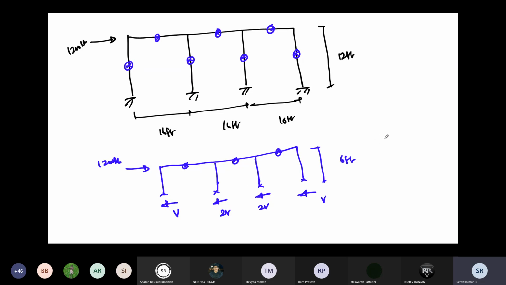Okay, so now I can easily find out what V is. What I have to do is take sigma H equal to 0. So, 1,200 positive minus 4V equal to 0. So finally your V will be 300 lb. So one value we have found. The V value is over.